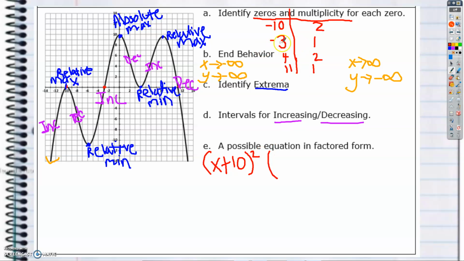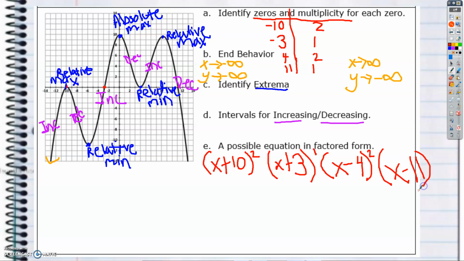And then my second factor is going to be x plus 3, because that's my next zero, and my multiplicity is 1, so there's a 1. You can put a 1 there, you don't have to. And then my next zero is positive 4, so when I put it in factored form, it's going to be x minus 4. And my multiplicity there is 2, so I'm going to put a 2 there. And then my last one is x minus 11. And that is my possible equation in factored form.